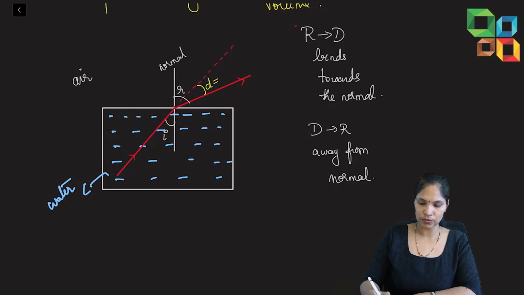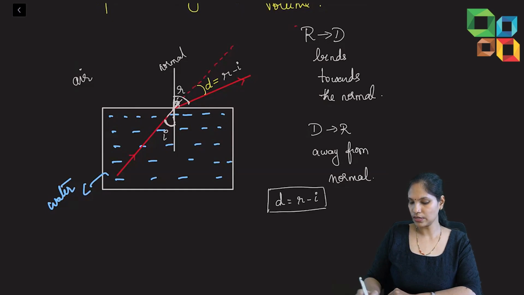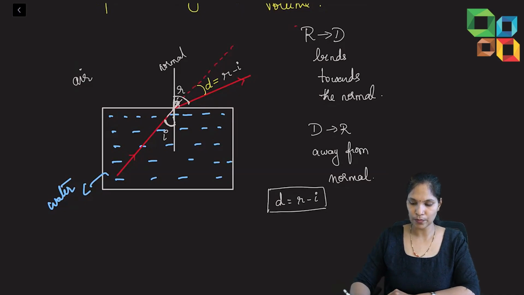Now what is this deviation equal to? Let's figure that out. You can see here this is the angle of incidence, and this angle is exactly vertically opposite, so it should be equal to I. This angle is R. If I subtract I from that, I'll get D. So D is equal to R minus I. Previously, we had got I minus R. So if it's from rarer to denser, deviation is I minus R. If it's from denser to rarer, it is R minus I. Got it?